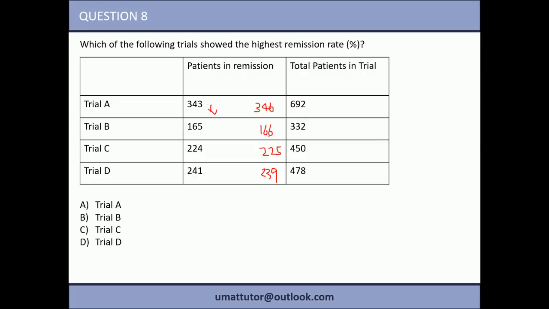In B, again, 165 is the actual number, and that's a little bit below the number that's required for a 50% remission rate. So it's a bit below 50. C, same story, fractionally below 50.